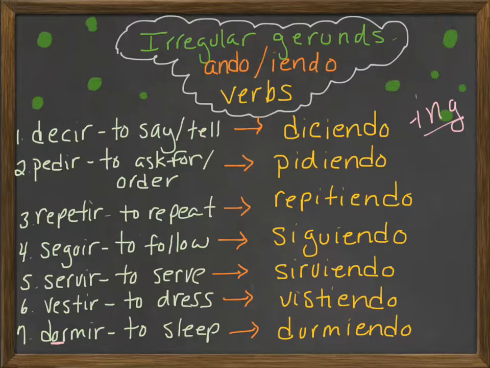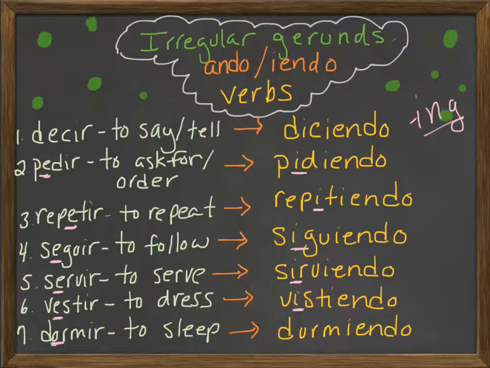Pedir, the E changes to an I, and you get pidiendo over here, see? And that means ordering or asking for. Repetir, the second E here changes to an I, and you get repitiendo. That means repeating. Seguir, the first E changes to an I, and you get siguiendo, and that means following. Servir, the first E changes to an I, and you get sirviendo, serving. Vestir means to dress. The first E changes to an I, and you get vistiendo.